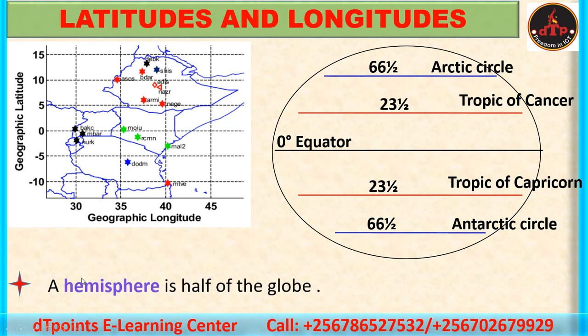Let us look at a hemisphere. A hemisphere is a half of the globe. This is the globe, and a half of it is from this part of the equator coming to the end of the globe. So this upper part is called the northern hemisphere. Then this lower part is called the southern hemisphere. That name is got after the compass directions, the northern hemisphere and the southern hemisphere.